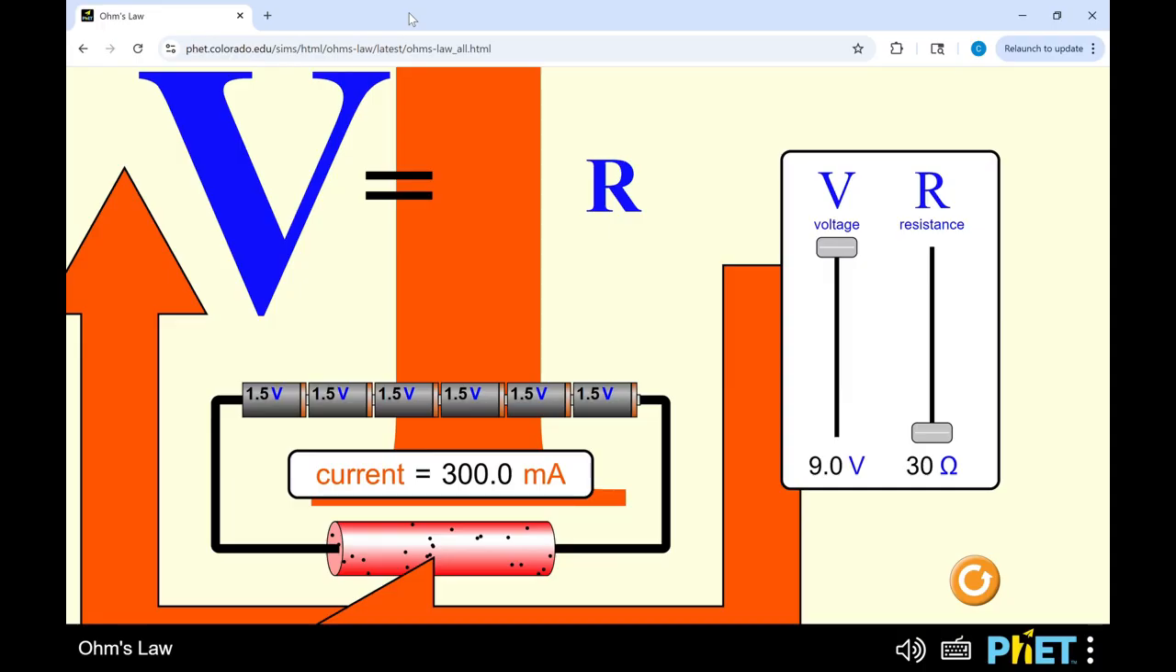Ohm's law is useful in a real-life situation because we are not able to measure individual components in a live circuit without disconnecting everything.